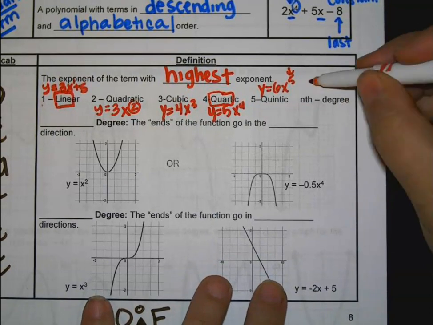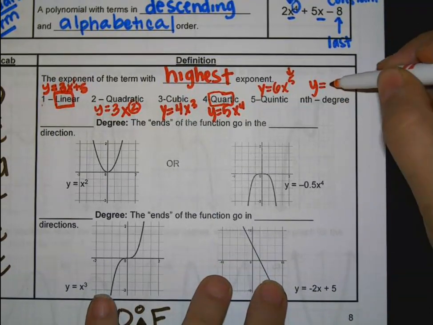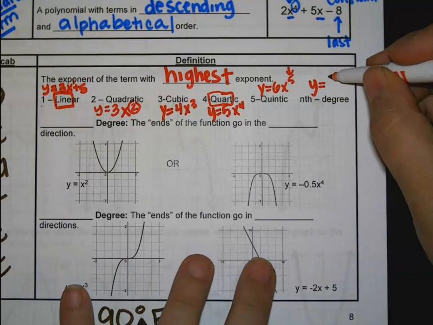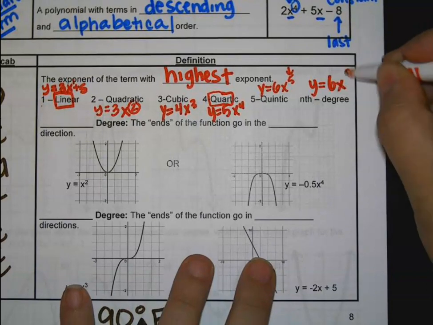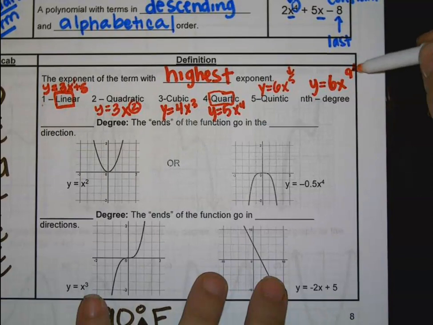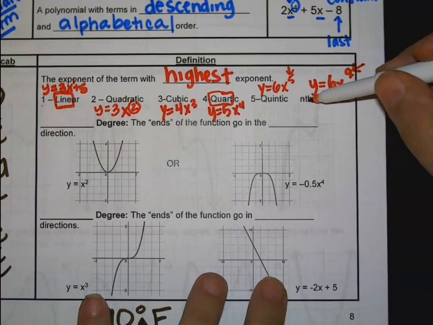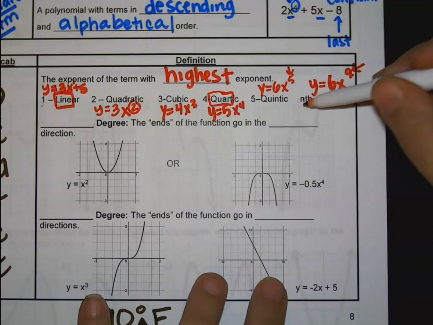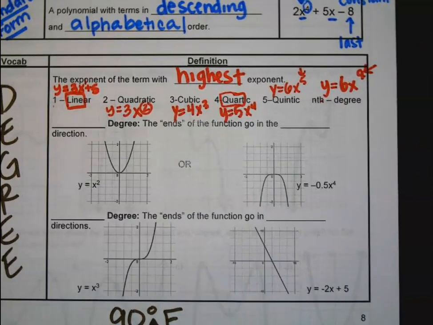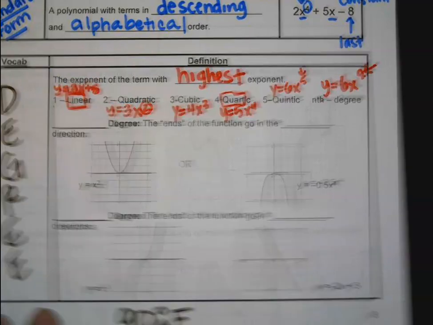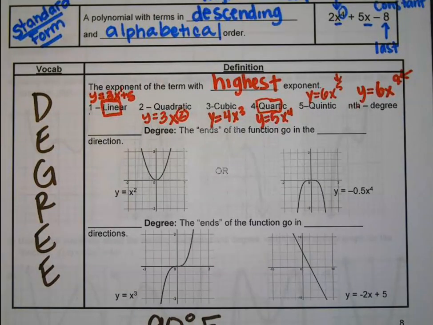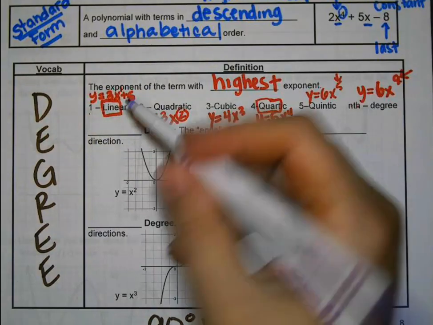So for example, if I gave you this function or equation, y equals 6x to the 9th, we don't have a special name for this. We would just call it a 9th degree function, because the highest exponent is a 9. Now, why do we learn this word degree? Why is it so important? Well, it tells us a lot about the graph.